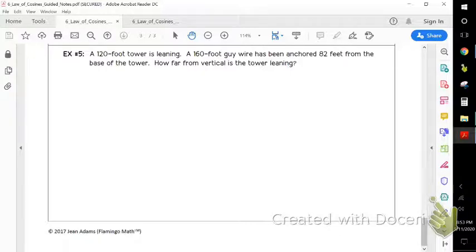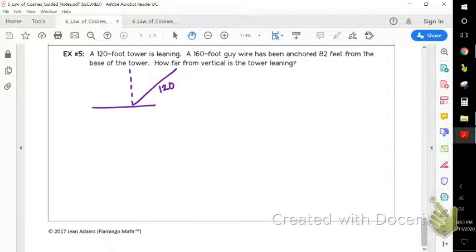So let's draw a tower. Now remember, if it was going straight up, it would look like this, okay? With the ground. But the tower's going to be leaning. So I'm going to be a little dramatic here, okay? And so it says it's a 120-foot tower. Now it says there's a guy wire that's been anchored 82 feet from the base of the tower.